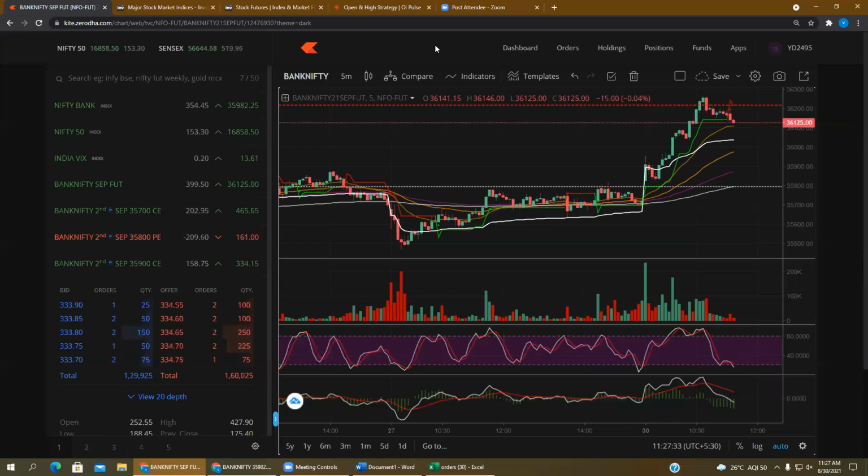If I'm looking at options, if I'm looking at market depth, I'm looking at the speed of the way the price is moving. If the price is moving fast, that means I'm going to get a move.